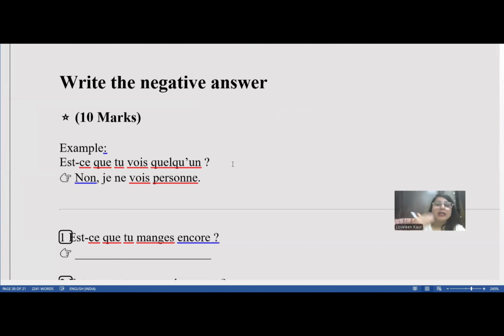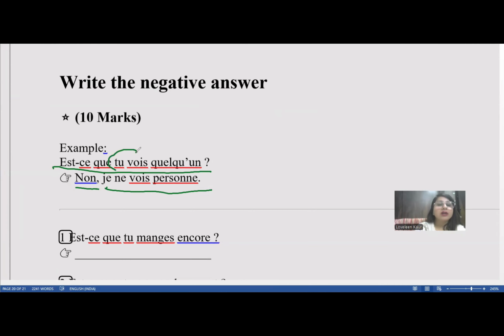You have to reply in negative. Okay, positive question, positive system: they are asked something, any question, and you have to reply to the question. For example, they are given, "Est-ce que tu vois quelqu'un?" Do you see somebody? And you'll reply, "Non, je ne vois personne." No, I don't see anybody.